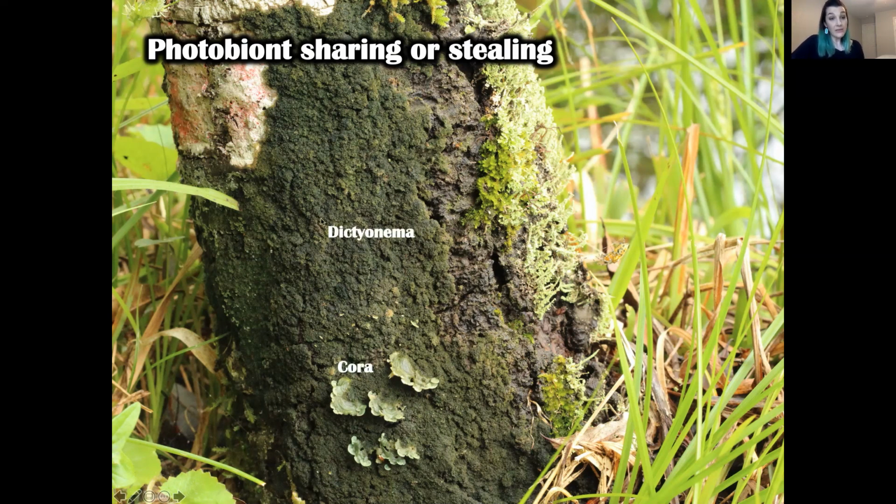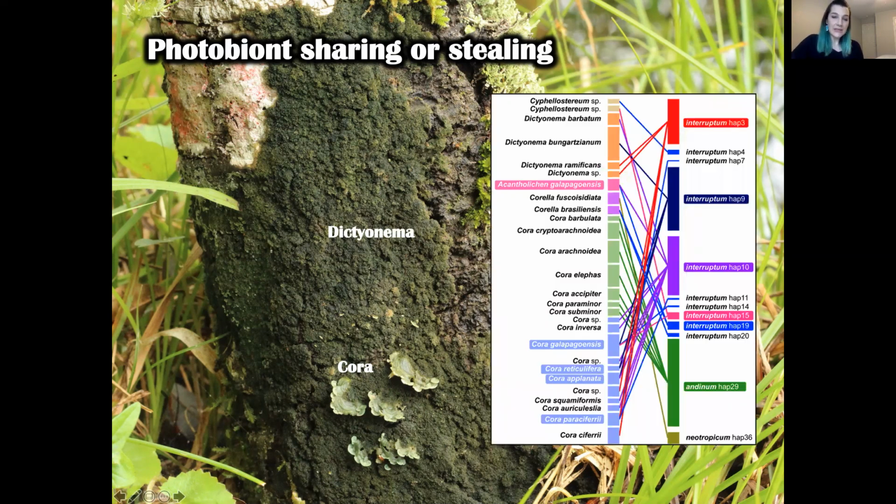So here we see in the field Dictyonema and Cora living together, but then going back to the DNA, this is an example of how we can compare which samples of the microbiome are being selective or specific in this case towards the photobiont. And in the highlighted part here, you can see that the same lichen can have different haplotypes of photobionts, but it's always within the same putative species of Rhizonema.